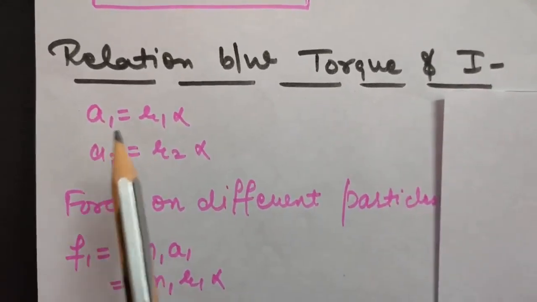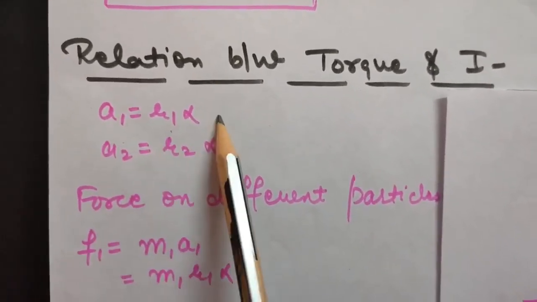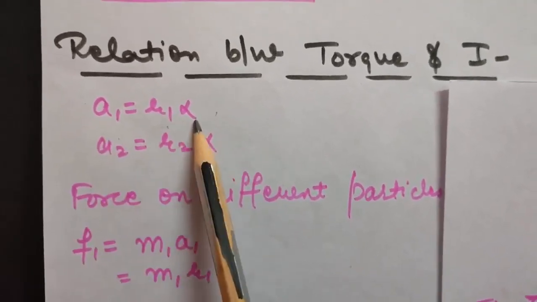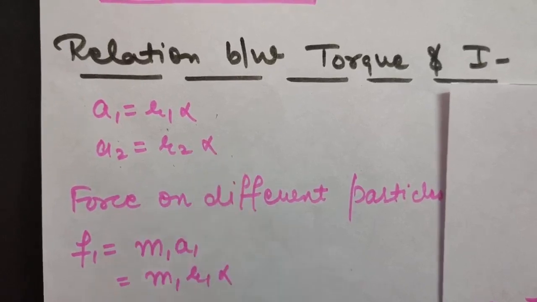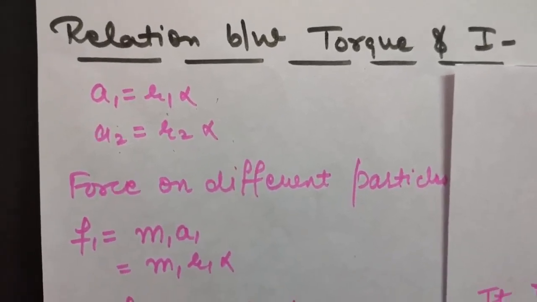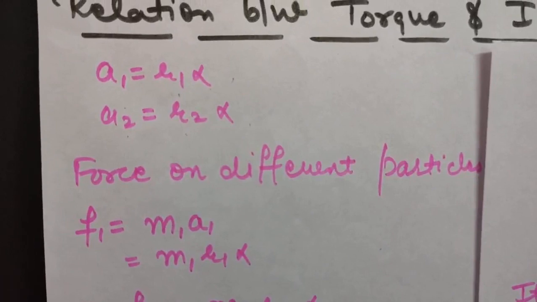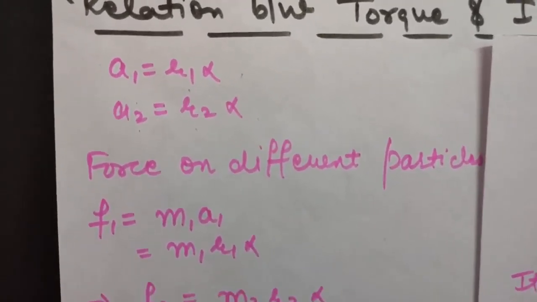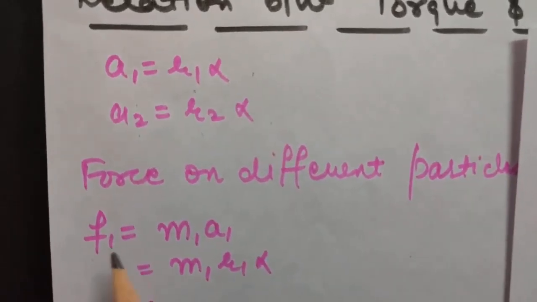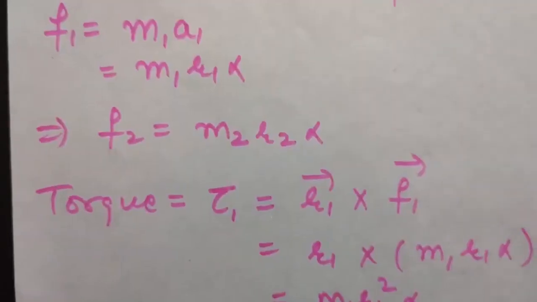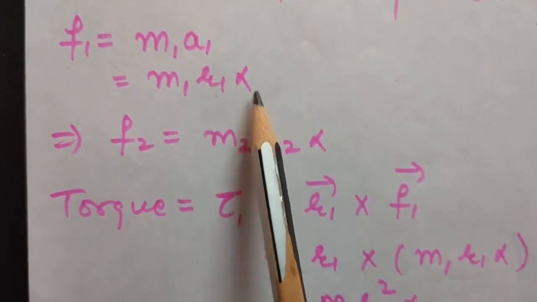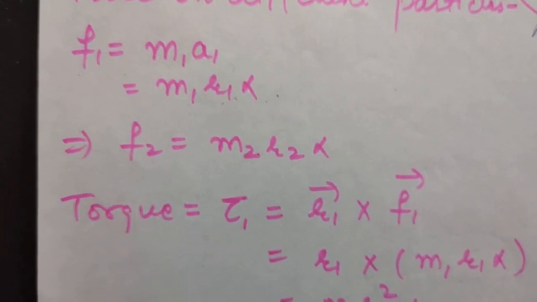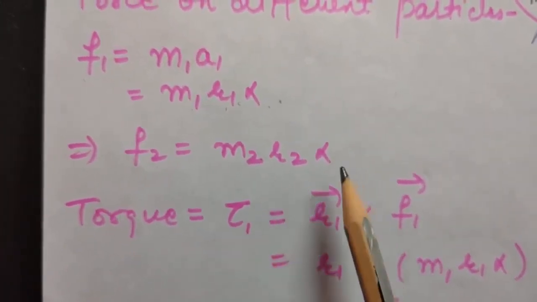Now for that, you know, a1 is equal to r1 alpha, and the diagram is same as I told you earlier. a1 is r1 alpha, a2 is r2 alpha, a3 will be r3 alpha similarly. Now if I calculate force on different particles, as you know, the formula of force is ma, that is mass into acceleration. So for particle 1, F1 will be m1 a1, and a1 is r1 alpha. So F1 will come to be m1 r1 alpha. Similarly, F2 will come to be m2 r2 alpha and so on.